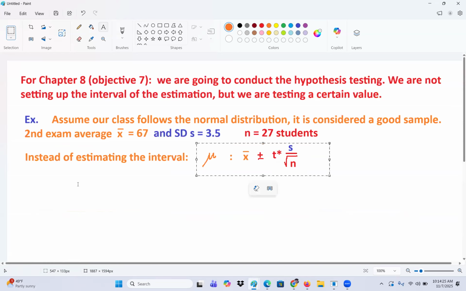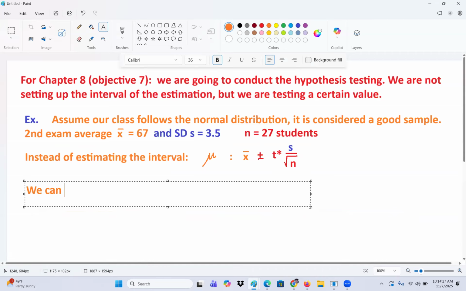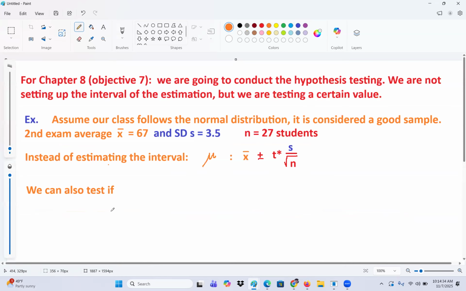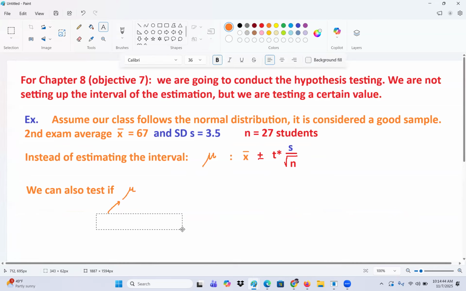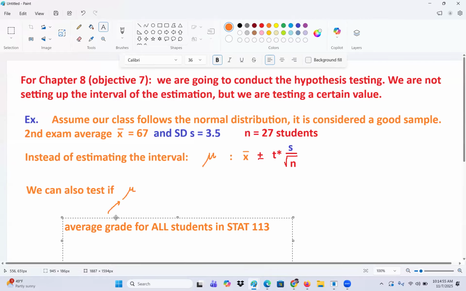We can also test if the population average... So remember, if we use our class as a sample, the population mean must reflect the entire Stat 113. So this is going to be the average grade for all students in Stat 113. So we can't test on that.